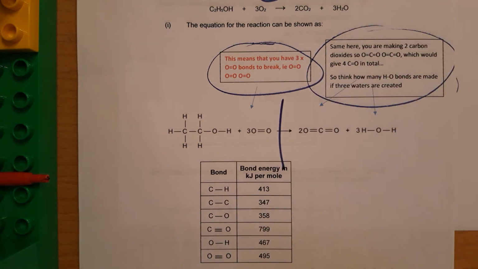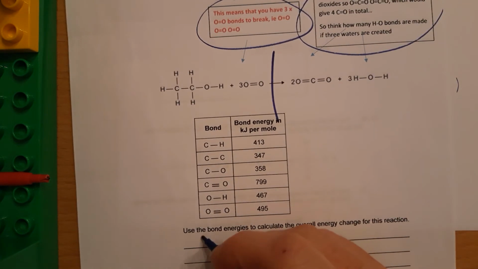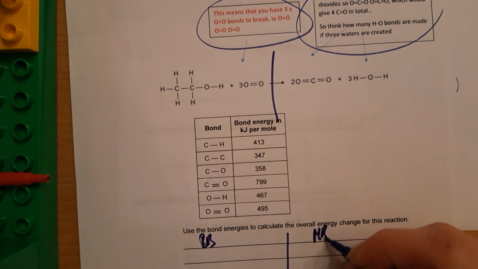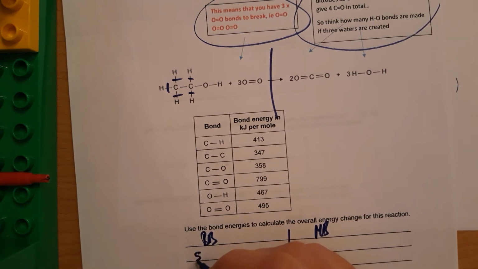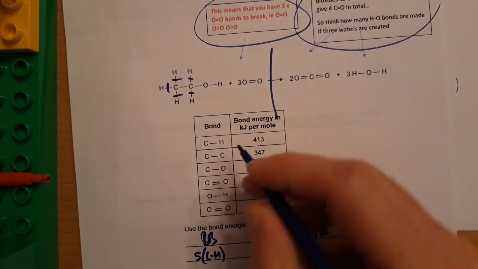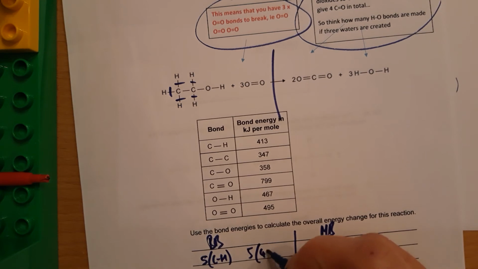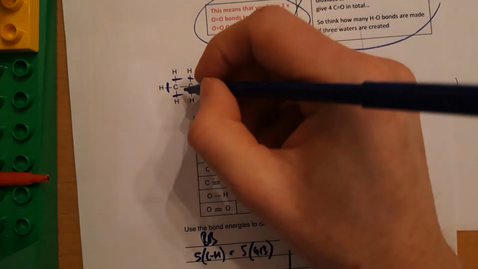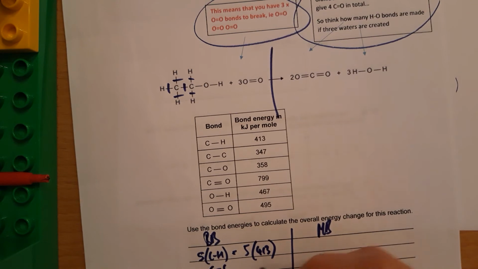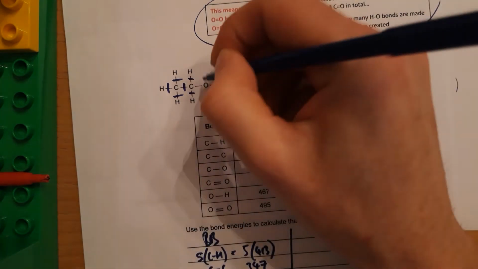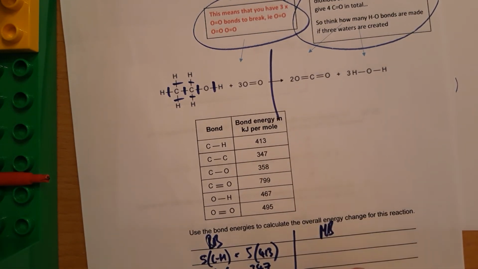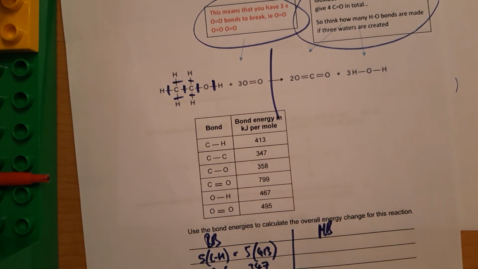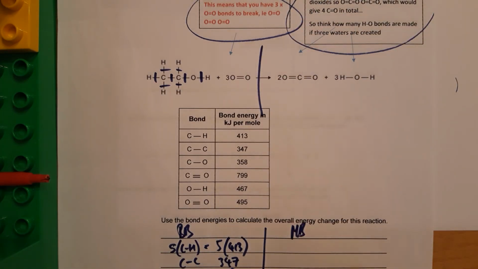Right, how many bonds am I going to break? I might even split it up like this. Bonds broken, bonds made. Okay, 1, 2, 3, 4, 5. 5 CHs, 5 times CH, which is 5 lots of 413. Boom, CC, 347. CO, 358. And OH, 467.